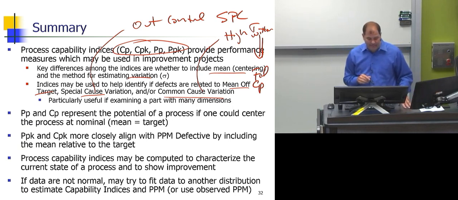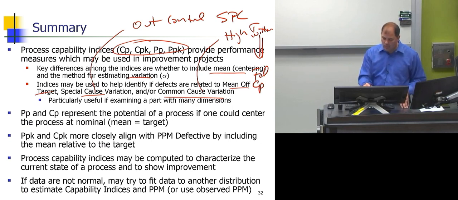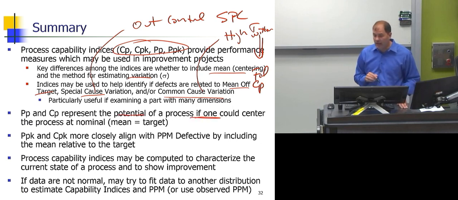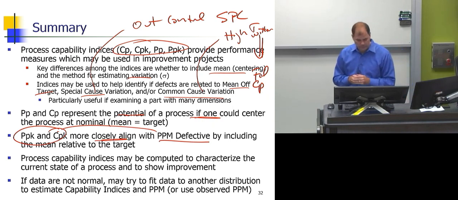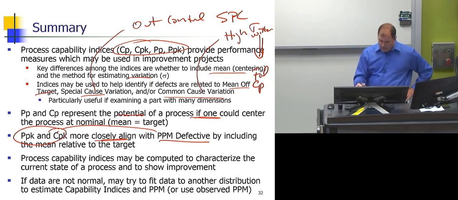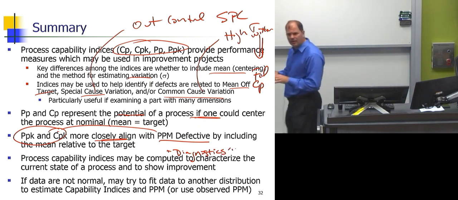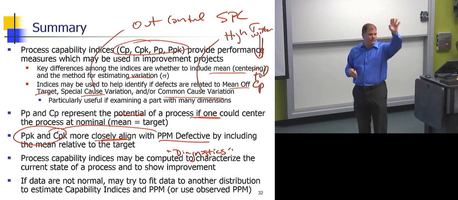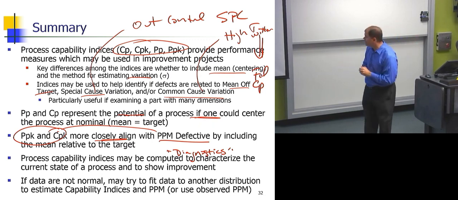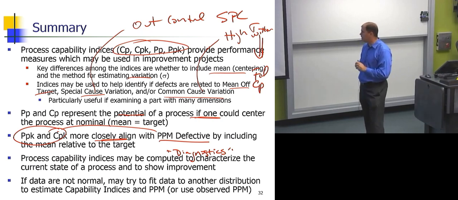I want you to be appreciative of the fact that PP and CP are more about the potential. What would happen if you could shift to nominal? PP and CPK are much more closely aligned with parts per million because we're including the mean as well. We did this in class to help us with diagnostics. Usually a gap of, say, 0.5 of an index, so CP of 1 to a CP of 1.7, that's a pretty big difference. Try to be clear if I ever gave you a question like that.